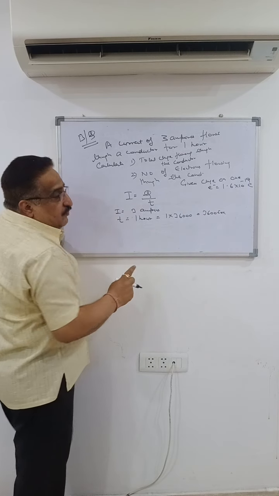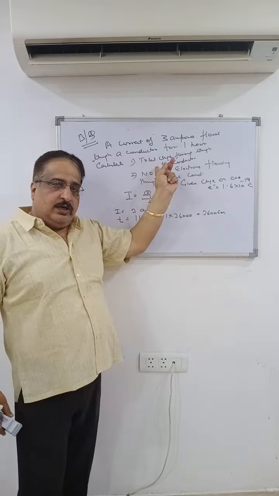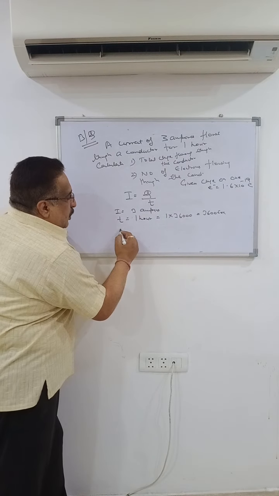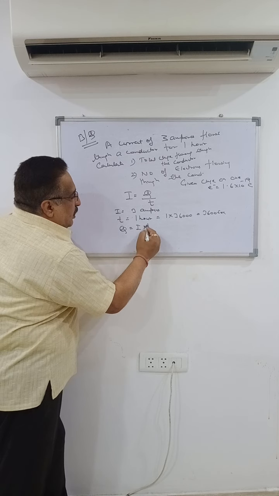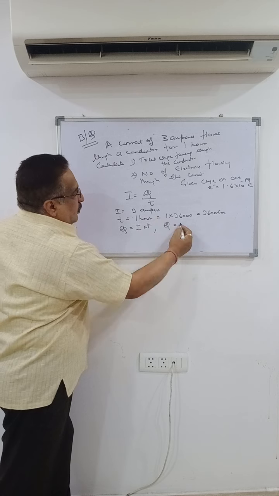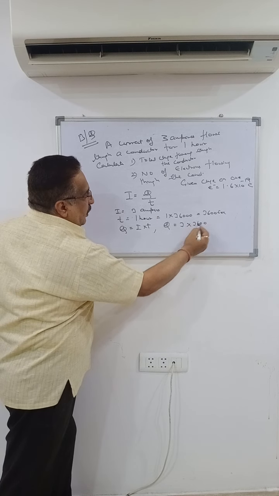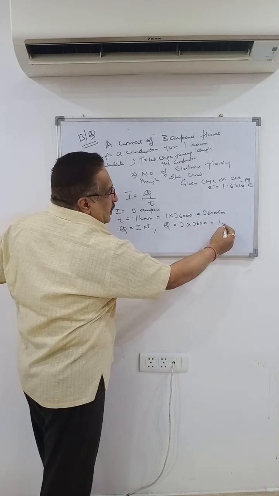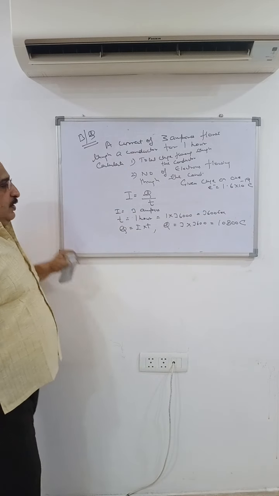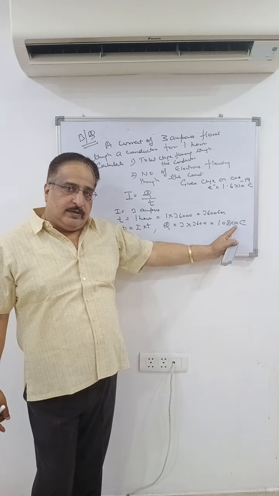Okay. Putting in the values, we'll first calculate the total charge. Now, what will be Q equal to? I into T. Or Q will be equal to I into T, 3 into 3600. That comes out to be 10,800 coulombs. This is what the total charge is.